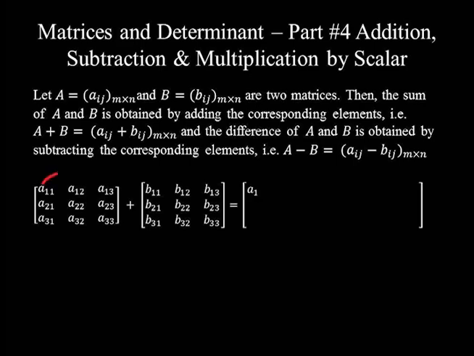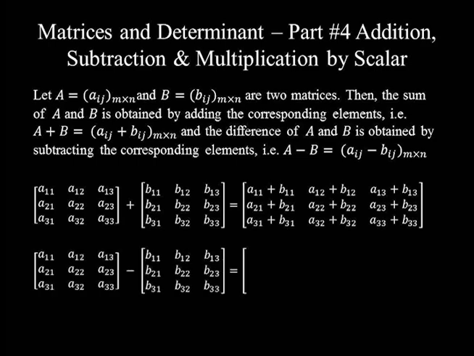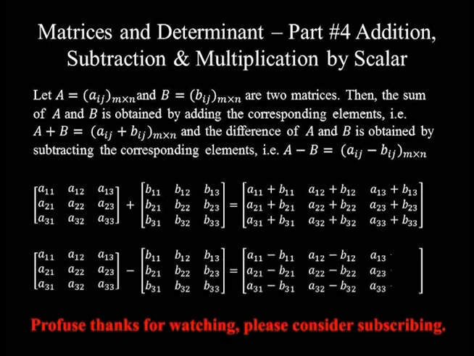That's A sub 1 1 plus B sub 1 1, A sub 1 2 plus B sub 1 2, A sub 1 3 plus B sub 1 3 for row 1 elements, A sub 2 1 plus B sub 2 1, A sub 2 2 plus B sub 2 2, and A sub 2 3 plus B sub 2 3 for row 2 elements, A sub 3 1 plus B sub 3 1, A sub 3 2 plus B sub 3 2, and A sub 3 3 plus B sub 3 3 for row 3 elements. Subtraction of these two matrices also follows the same procedure except substituting addition by subtraction.